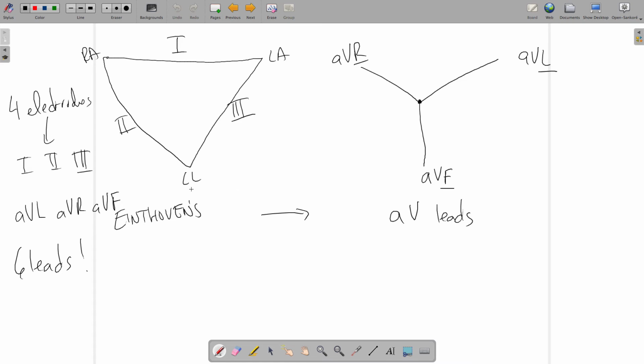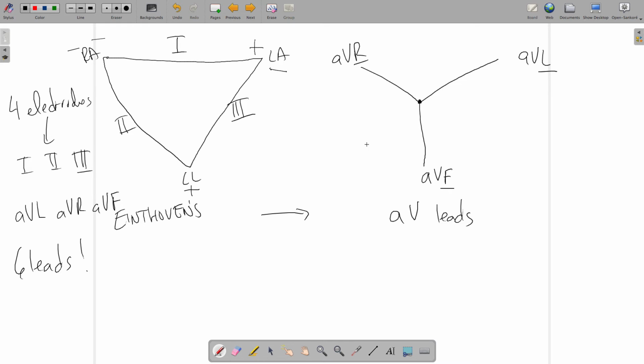And I want you to remember that the left leg was positive in both lead 2 and lead 3. I want you to think that the left arm was positive for lead 1 and it was negative for lead 3. And then I want you to remember that the right arm was negative for both lead 2 and lead 1. All right, so that was something we mentioned on the very first slide.